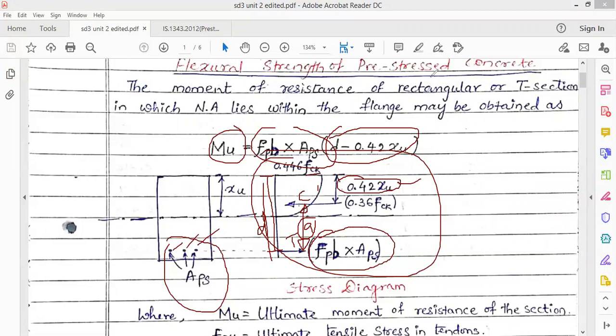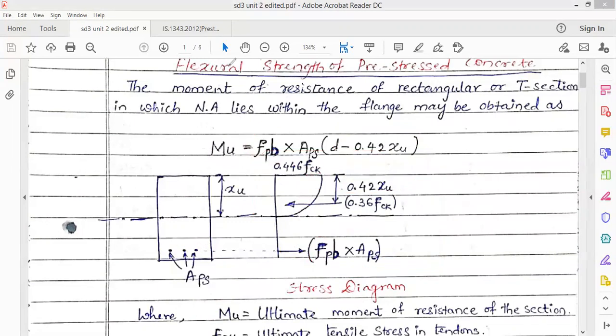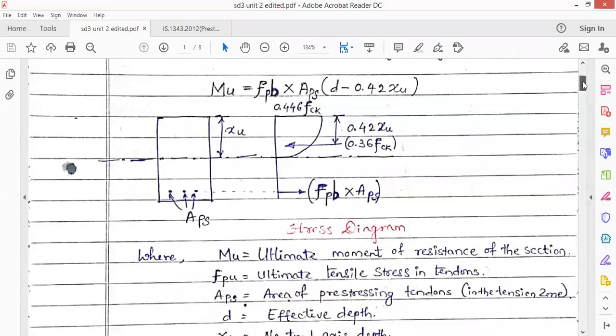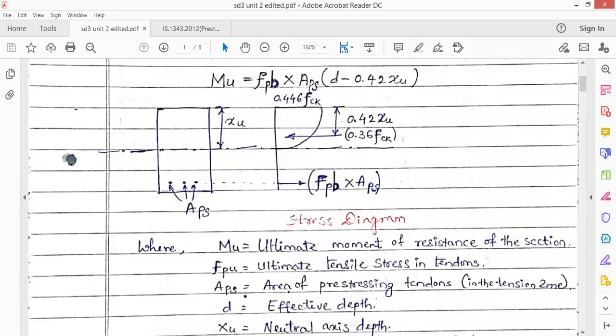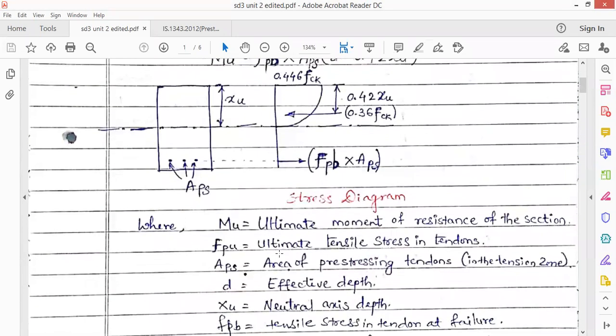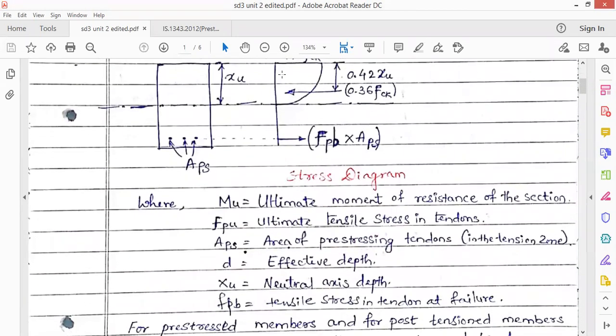So we will now check what these notations are which I have given here. First, it is Mu. What is Mu? The u stands for ultimate, right? So it is the ultimate moment of resistance of the section. fpu is the ultimate tensile stress in the tendon. Here it is fpb. What is fpb? fpb is the tensile stress in the tendon at failure. I am going to consider the tensile stress in the tendon at failure.